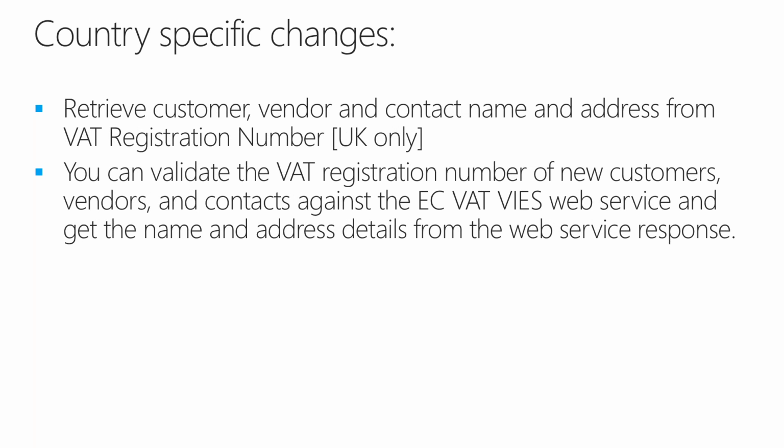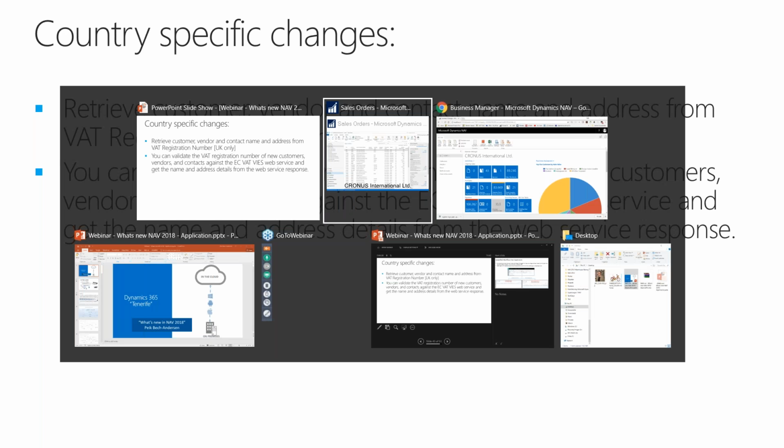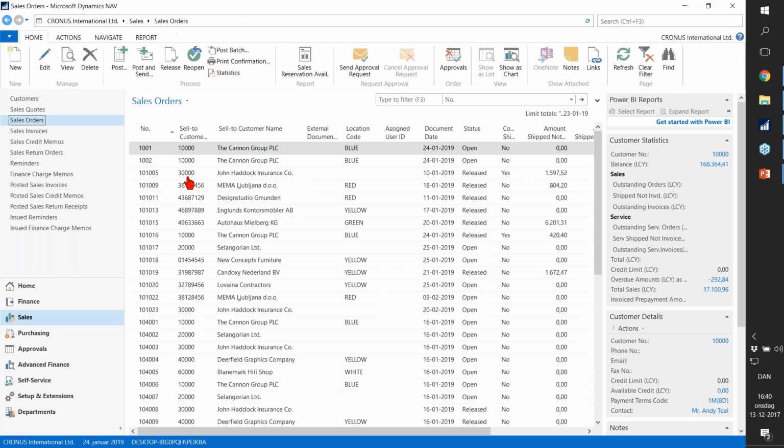Another thing is that you can retrieve the customer, vendor, and contact name and address from a VAT registration number. This is also in the UK only. You can validate the VAT registration number for a new customer and vendor against the EC VIES. That is actually an old change.